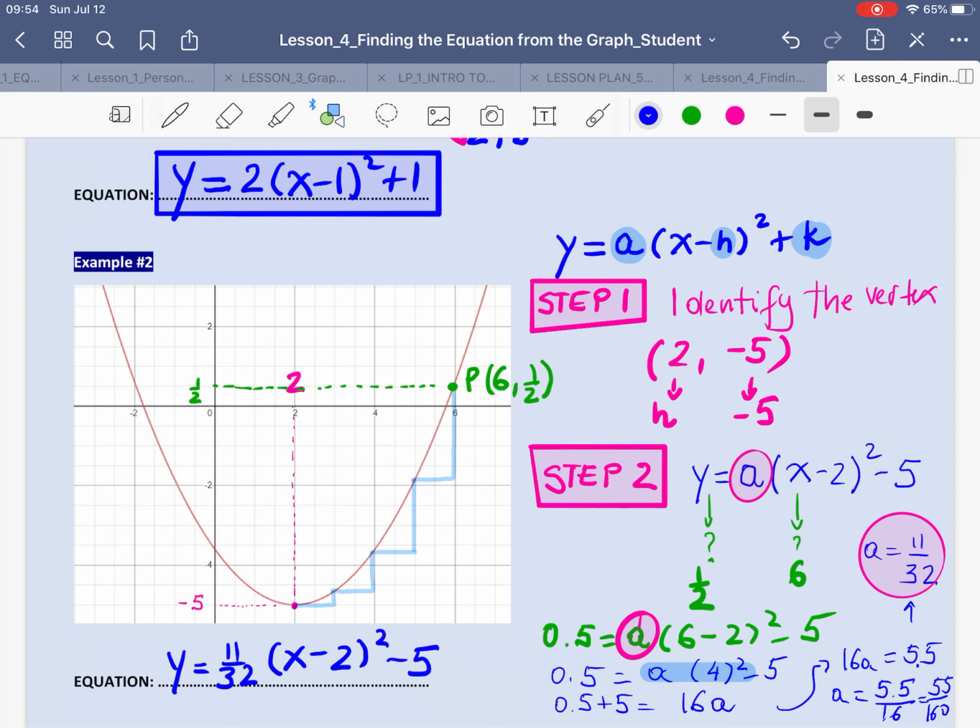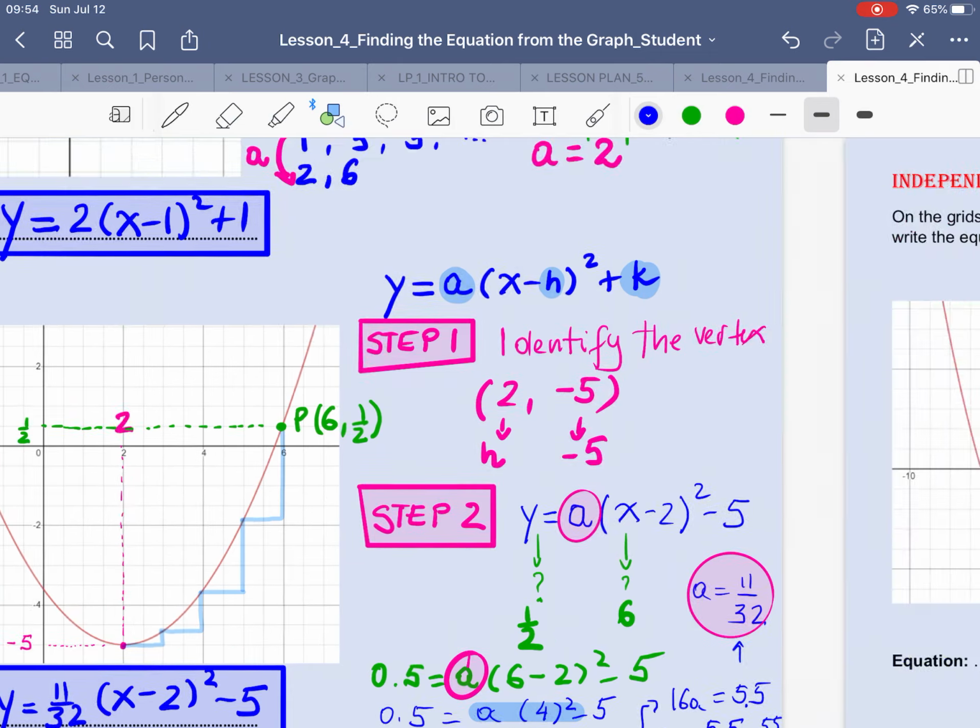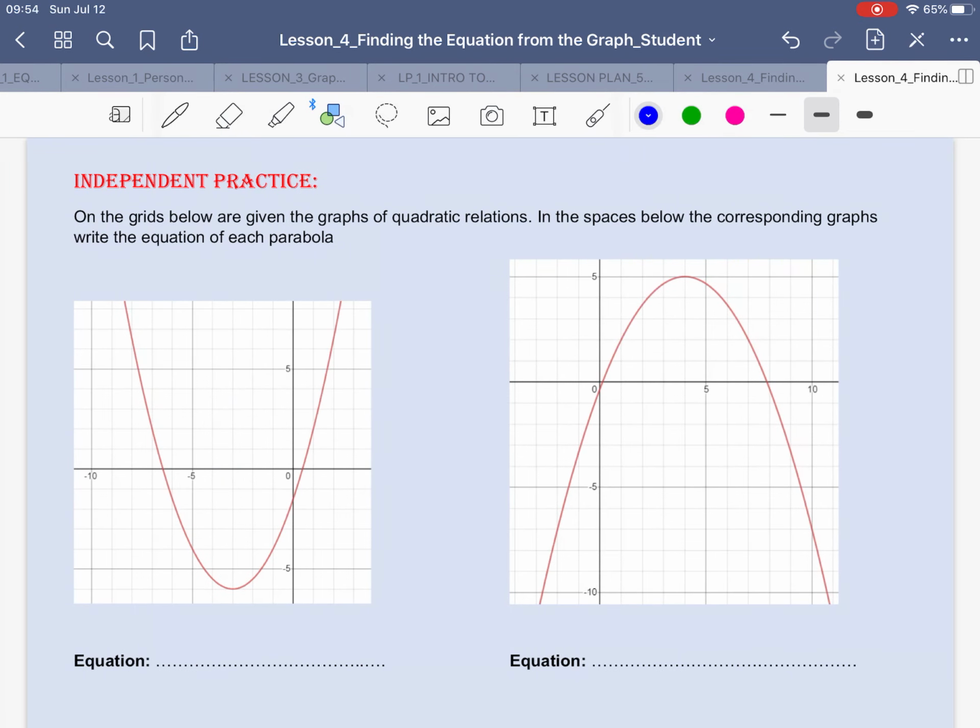Okay. Now the questions won't get more difficult than this, and I hope that all this made sense. And I hope you enjoyed this lesson. You have some practice questions that you can complete independently.